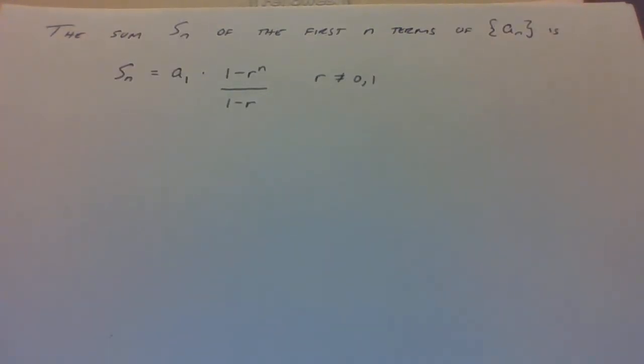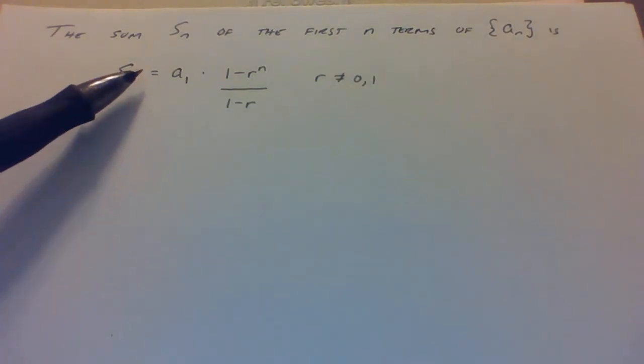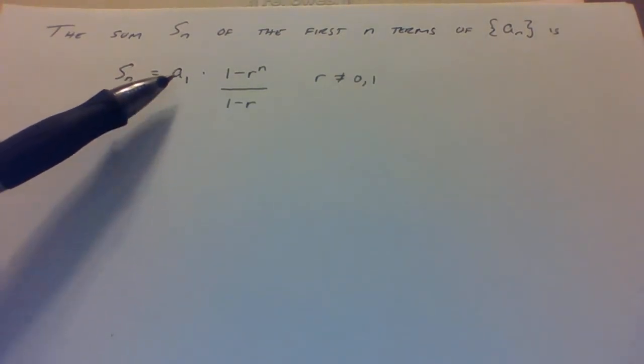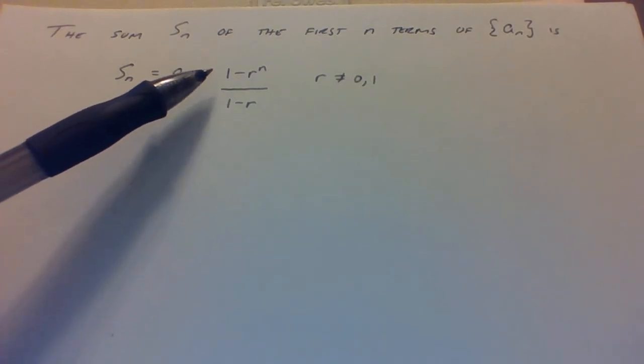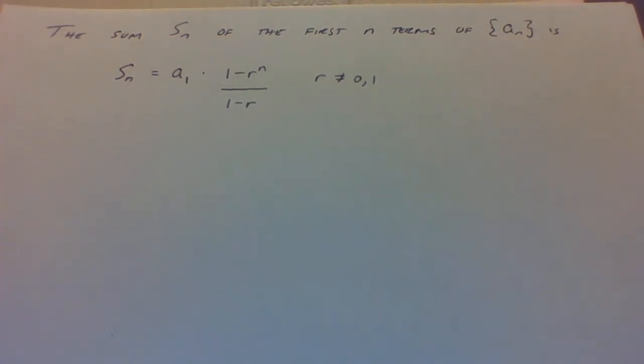The sum S sub n of the first n terms of our sequence is going to be represented by this formula. S sub n equals a sub 1 times our fraction 1 minus r to the power n on top, and for our denominator, 1 minus r. R in this case cannot be equal to 0 or 1.